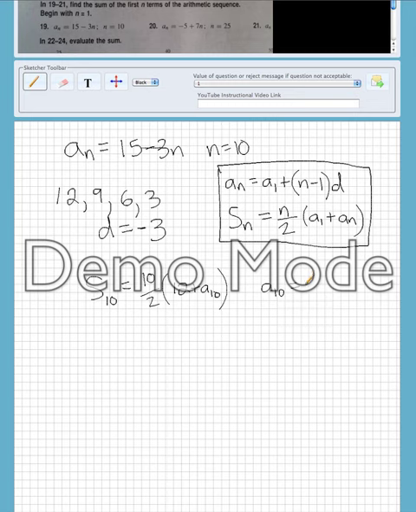So a of 1 is 12, the first term, plus 10 minus 1 times the quantity d, which is -3. All right, so then we get a of 10, which equals 9 times -3 is -27. 12 minus 27 is -15. So now we have our 10th term, so we plug that in. I'm going to change 10 over 2 to 5, and then we got 12 minus 15 here. So then we get -3 times 5, which is -15, and there is the sum of the first 10 terms.